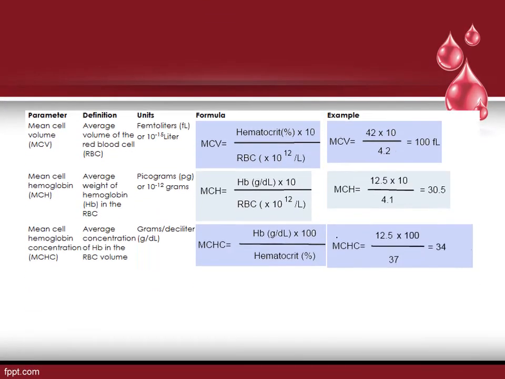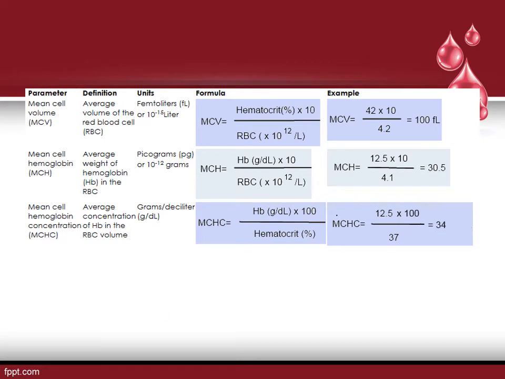So here are the definition, unit, and formula of each of the parameters in the RBC indices. These are the common parameters. We have so many indices: the RBC indices, WBC indices, and the platelet indices. But the most common will be the RBC indices, used to classify what type of anemia it is.